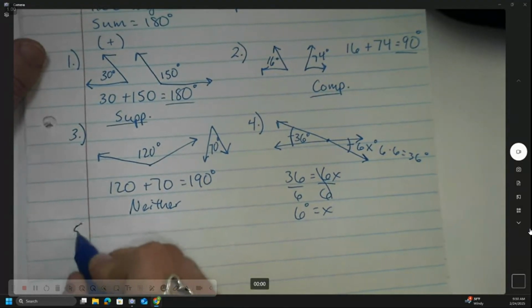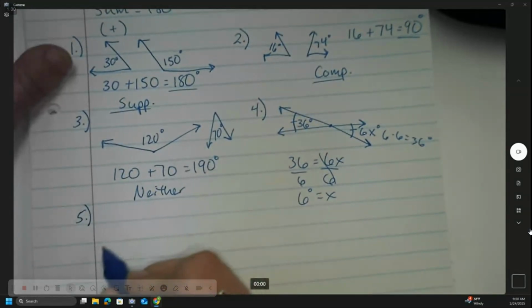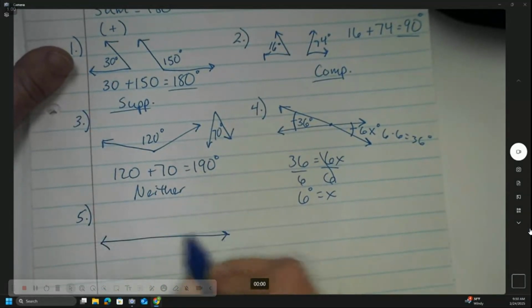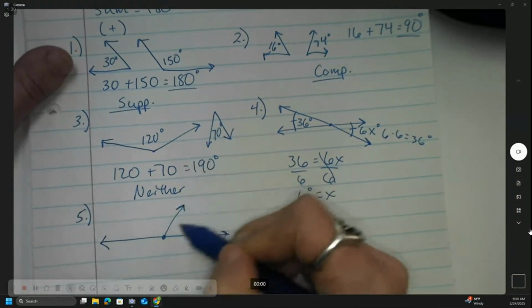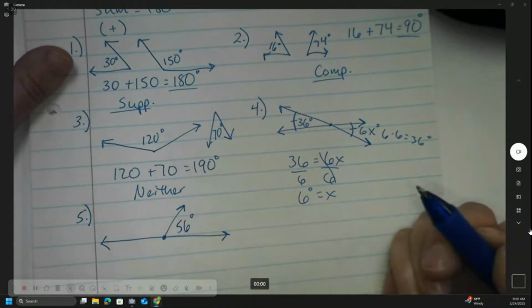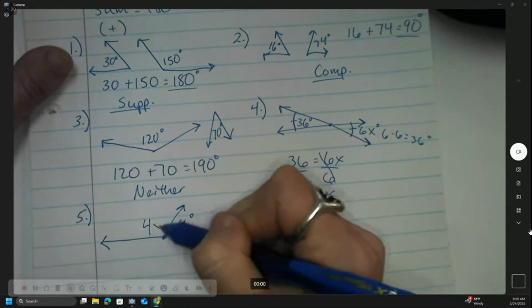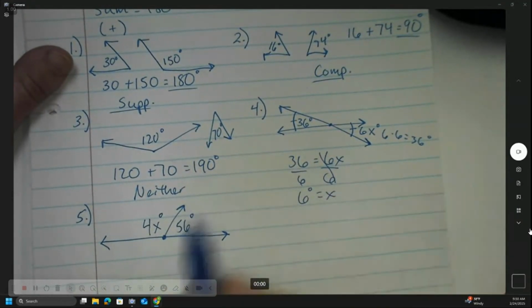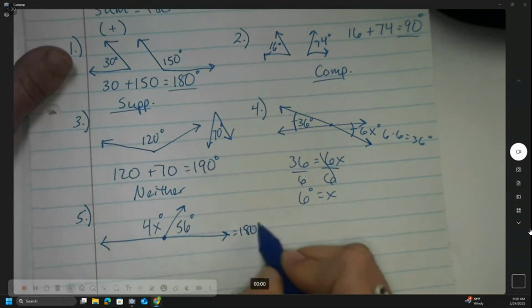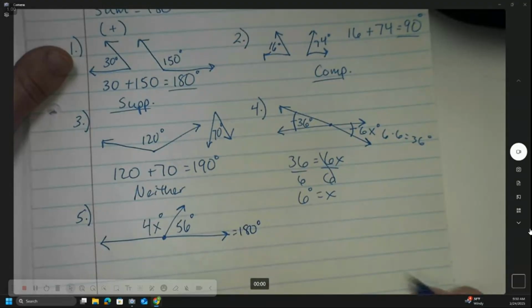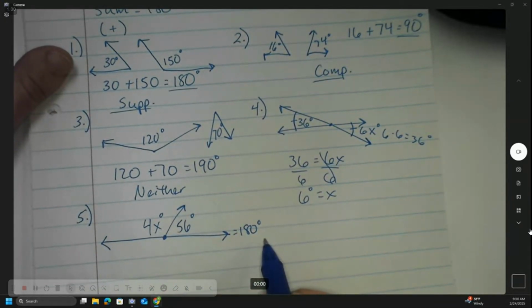All right, number 5. I'm going to draw a straight angle here, and I'm going to shoot one out like this, and this angle is going to be 56 degrees. This one's 4 times x amount of degrees. Remember, whenever you see straight angles, it equals 180 degrees. So if this side's 56 and this side's 4x, all you got to do is add them together, their sum, to see if it equals 180 degrees.